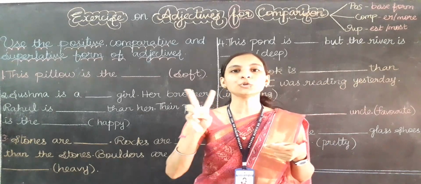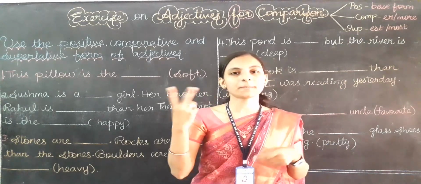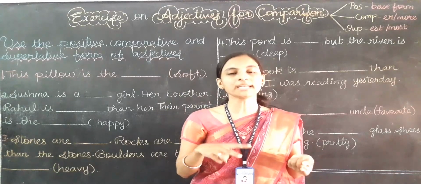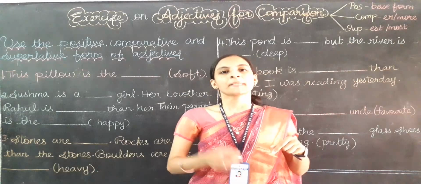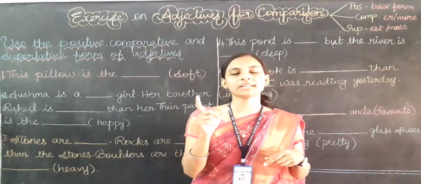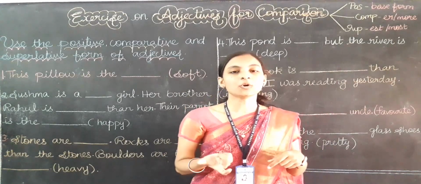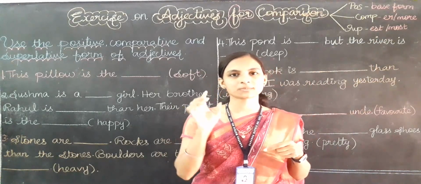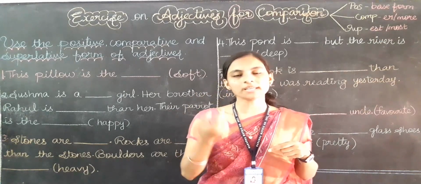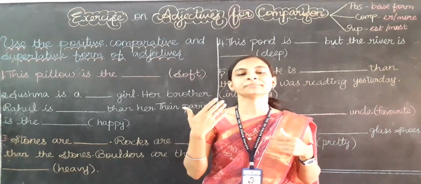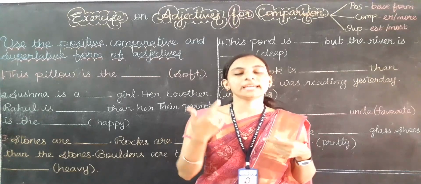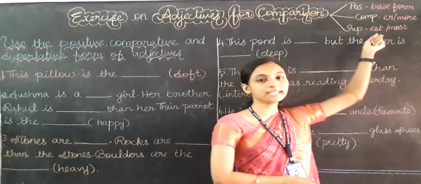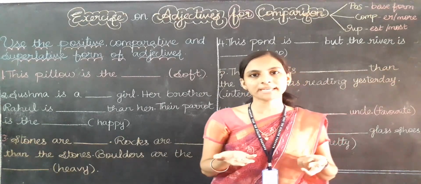Okay, what about comparative degree? When we compare two persons or two objects, when we compare a person or a thing between two persons or two objects, that belongs to comparative degree. When the adjective is a small word, we use er after the adjective. For example, tall is a small word. So when we are comparing, after the adjective we add er to show the comparison.